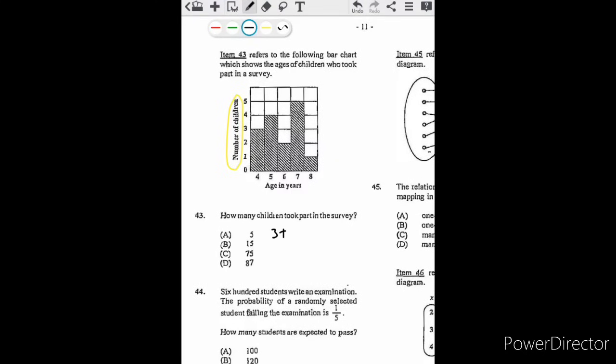So that's 3 plus 4 plus 2 plus 5 plus 1. Adding that all up together now, 3 plus 4 would equal 7, plus 2 gives us 9, plus 5 gives us 14, and plus 1 gives us 15. So that's a total of 15 children taking part in the survey, and that is B.